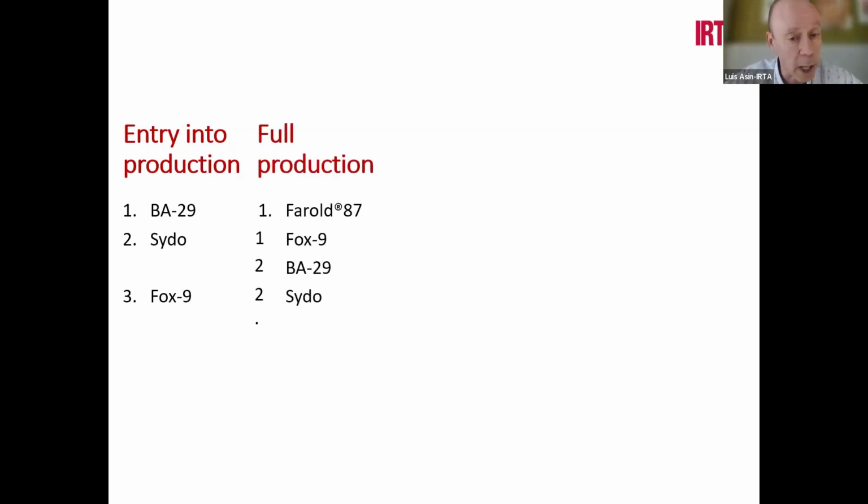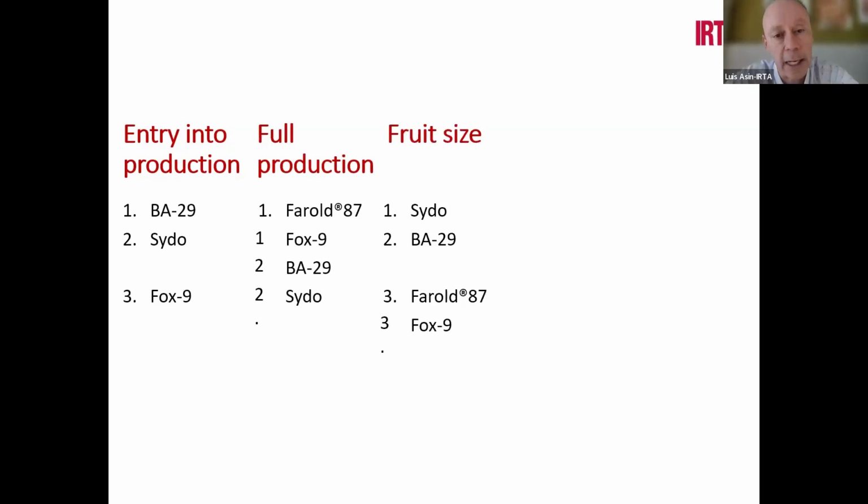If we are talking about full production, Farrow 87 and Fox 9 are the best ones, with similar performance in both of them, with the capacity to produce. And BH29 and Cido are in second place with similar performance. From the point of view of fruit size, we have Cido and BH29 with a higher fruit size, especially Cido, and with an important difference for Farrow 87 and Fox 9, where the fruit size is quite lower, as I showed you in so many graphs before.